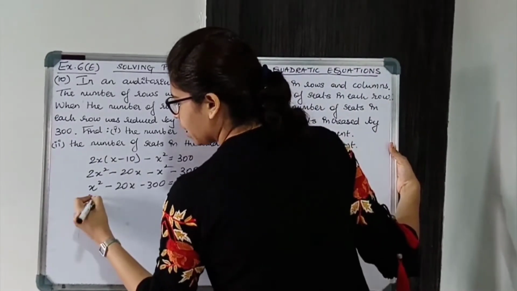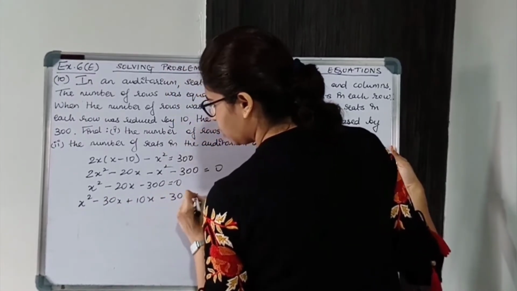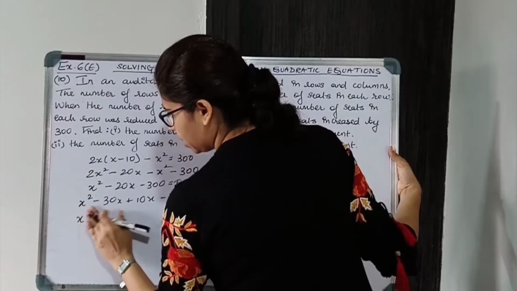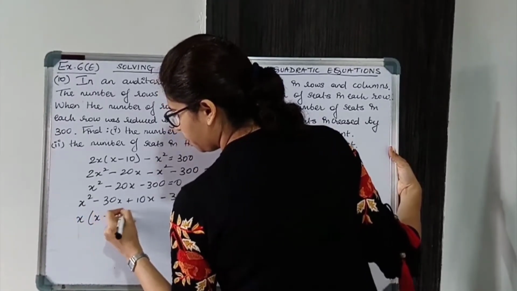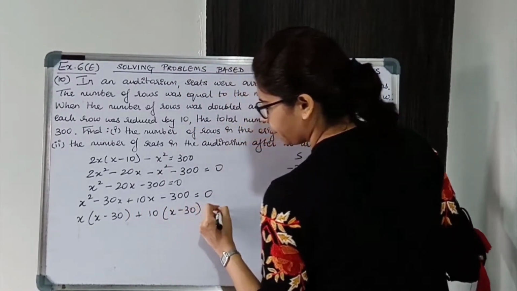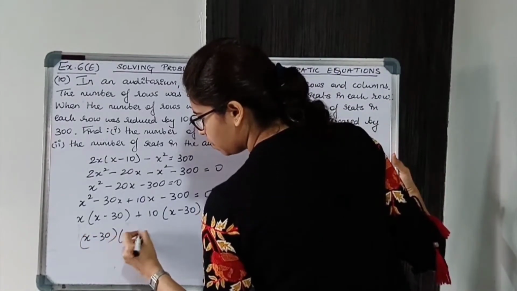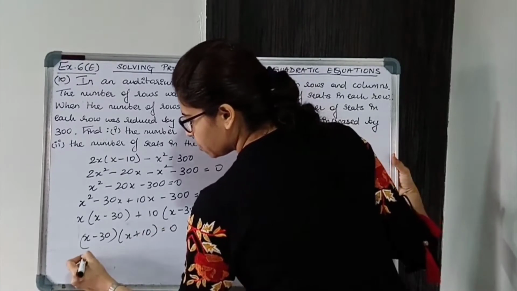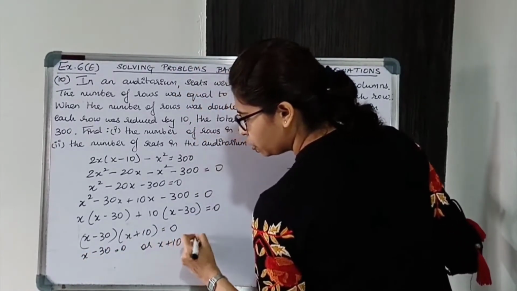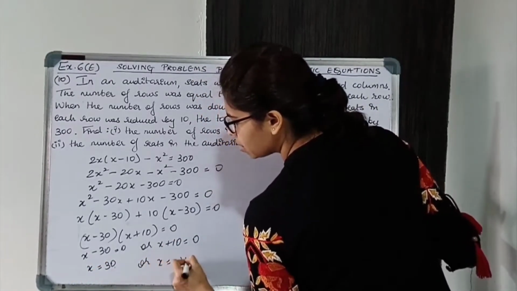So x square minus 30x plus 10x minus 300 is equal to 0. So taking x common, x minus 30, plus taking 10 common, x minus 30. So we'll get x minus 30 into x plus 10 is equal to 0. So x minus 30 is equal to 0 or x plus 10 is equal to 0. So x is equal to 30 or x is equal to minus 10.